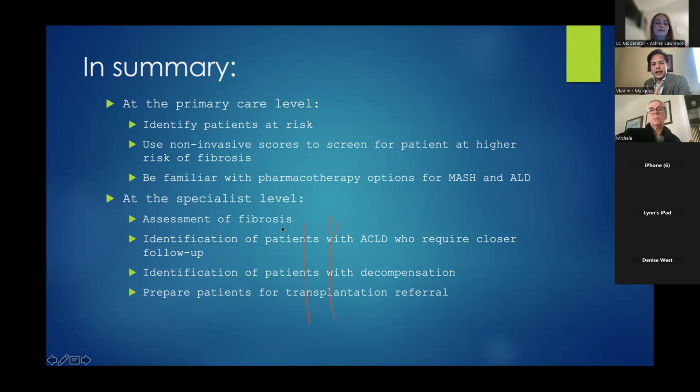At our specialties level, we need this assessment of fibrosis that we can perform. We can identify the patients who have advanced chronic liver disease and do require closer monitoring and follow-up. We can identify the patients with decompensation, and we can prepare the patients for transplant referral.